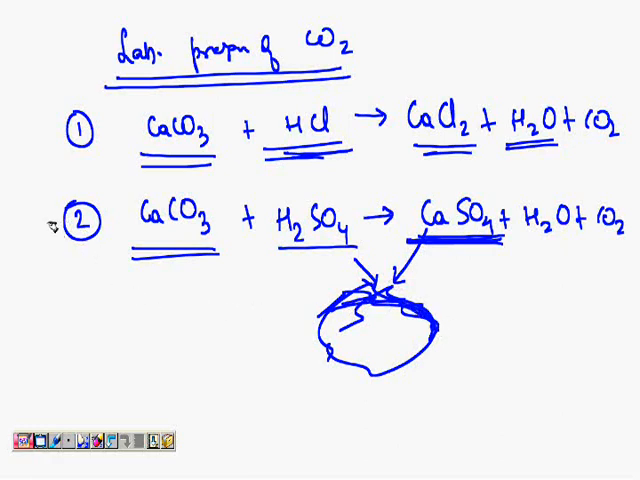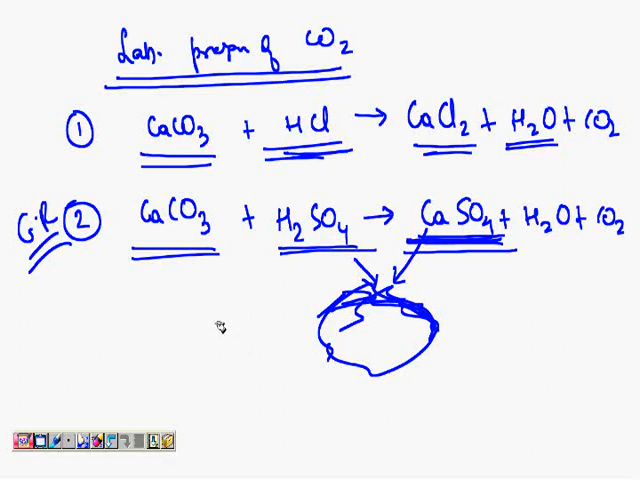So this is our first give-reason question: calcium carbonate is used, but sulfuric acid is not preferred because of the formation of an insoluble layer of calcium sulfate which will stop or slow down the reaction. So that is the first precaution that we are supposed to take.